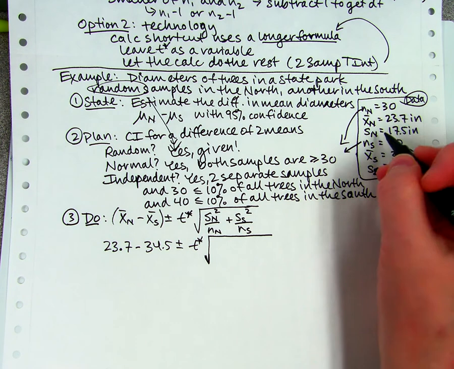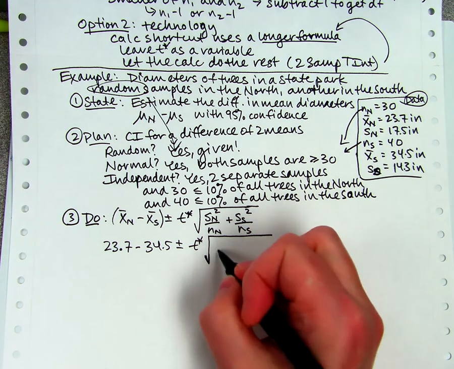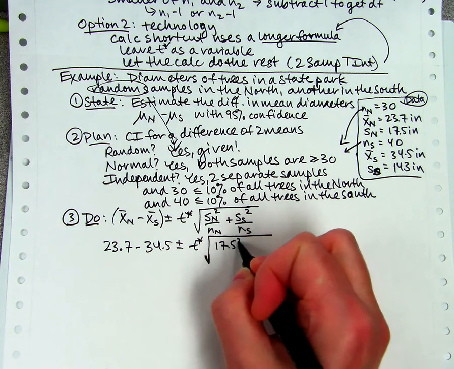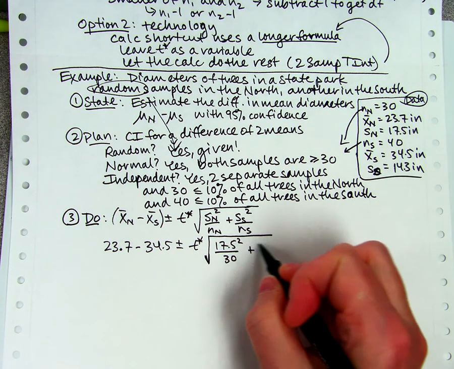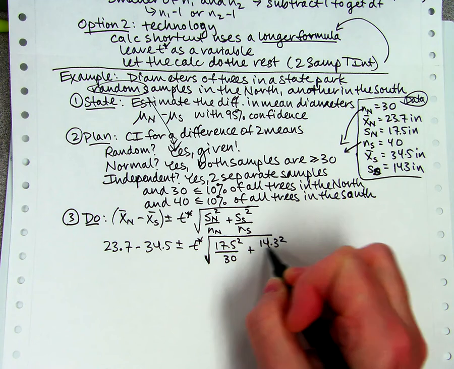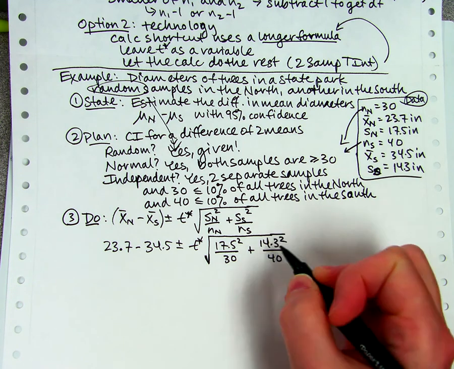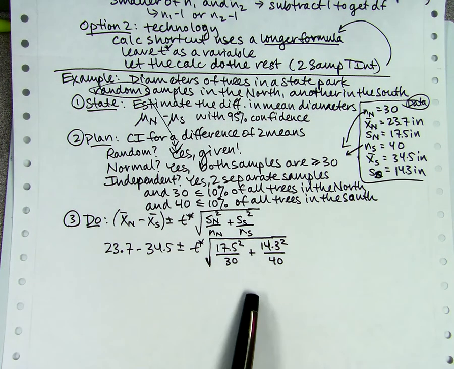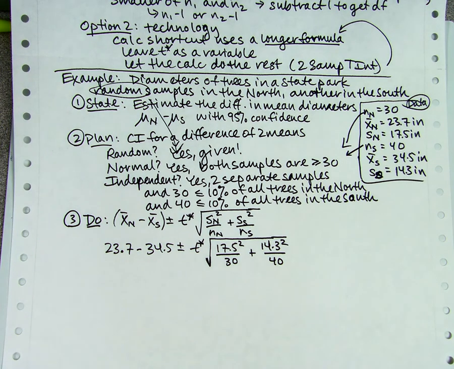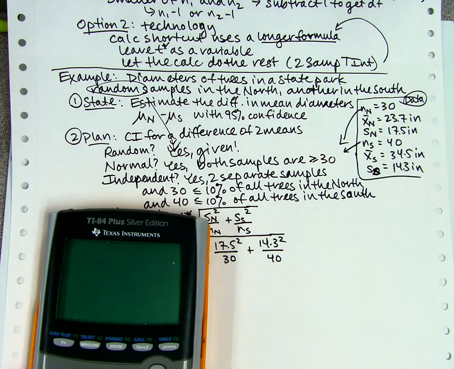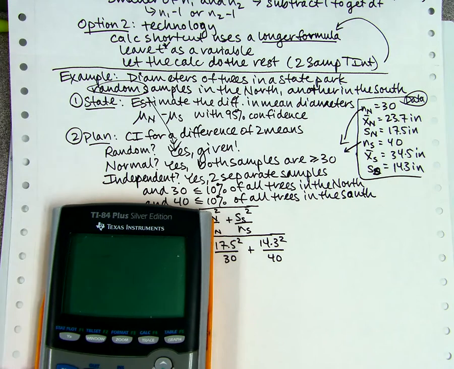T star, and then I need S, that's 17.5 squared over the sample size that goes with it, and then I need the other S, which is 14.3 squared over the sample size that goes with that. So I could calculate all of this with my calculator. It's not super important that I do that because what I would rather do is pick up the calculator and do the shortcut. So let's talk about that shortcut.